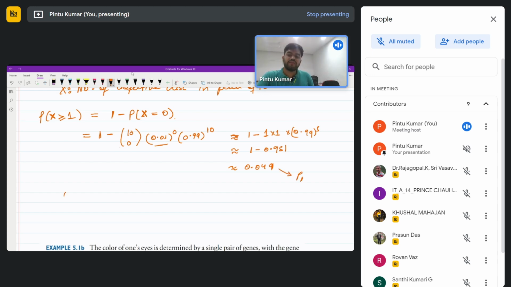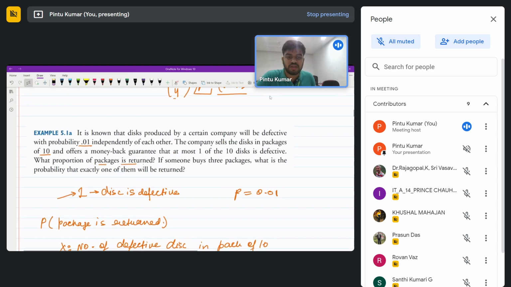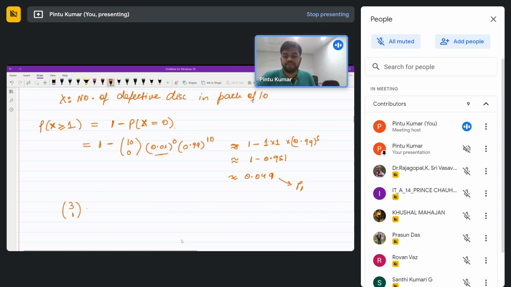So you can calculate that value by, so out of three, you want one to be returned, right? This is the question, right? That exactly one of them will be returned. So this is 3C1, P1 to the power 1, and 1 minus P1 to the power 2, right? You can just calculate this by putting this value of P1 over here. Okay. So there was a lot of decimal calculation, that's why I sort of skipped. But the concept remains exactly the same.